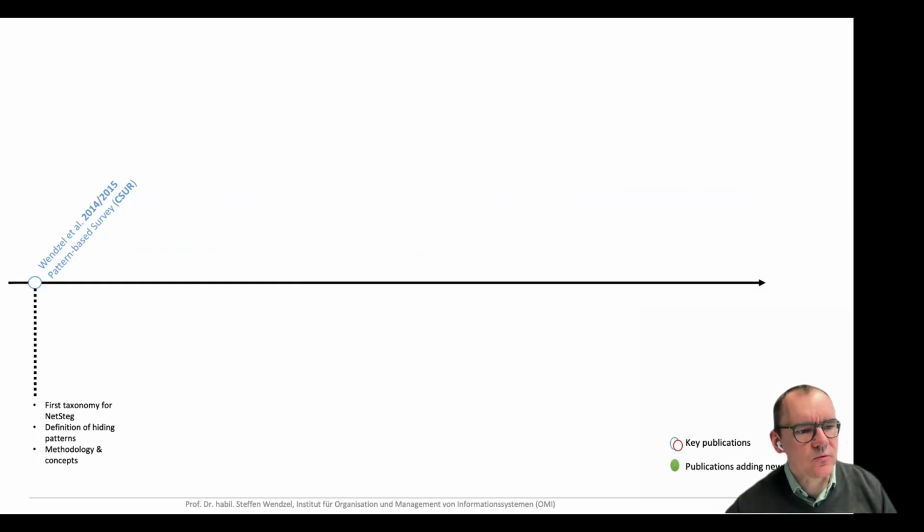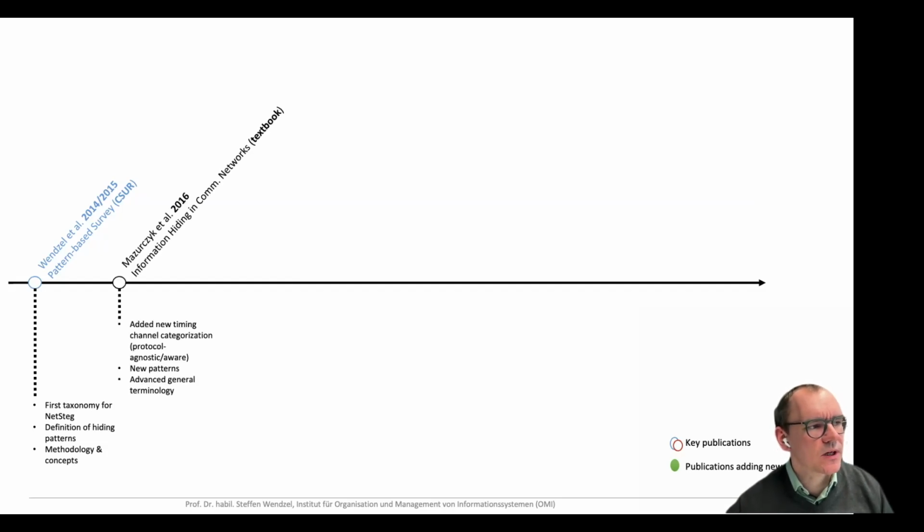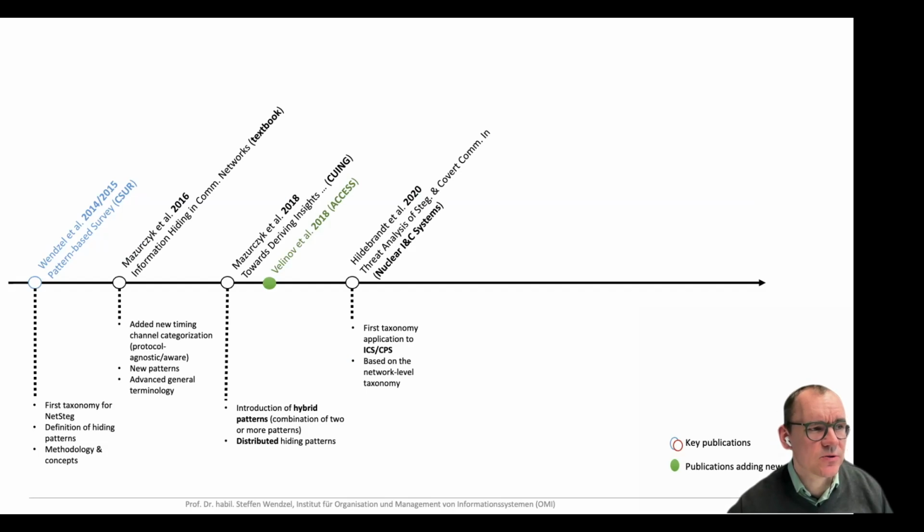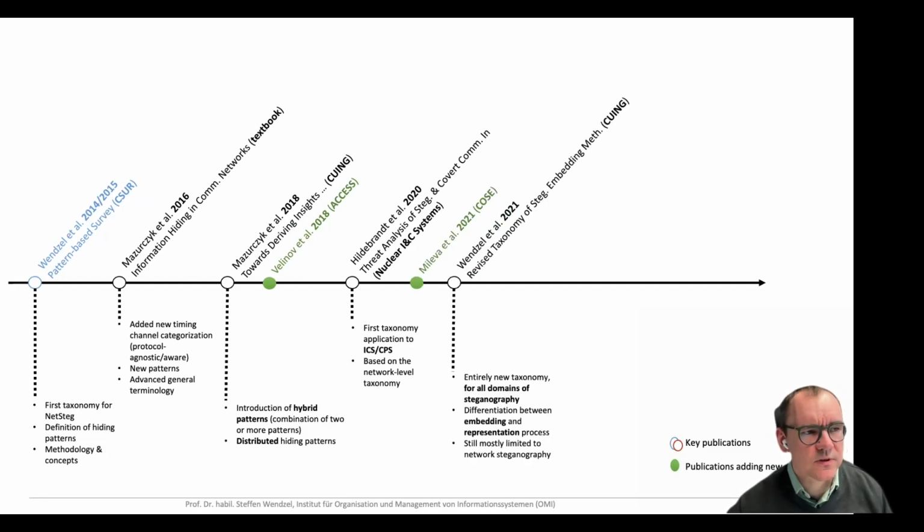It's still valid, and what I present today is still backwards compatible to the 2015 edition of this taxonomy. So this was the key publication at the start, and then we had a textbook published with a modified version of the taxonomy, and then another modification, and then some new additions to the taxonomy, new patterns, etc. Hildebrand et al. applied the taxonomy and modified it to the ICS context. Mileva et al. added a new pattern, and so forth.